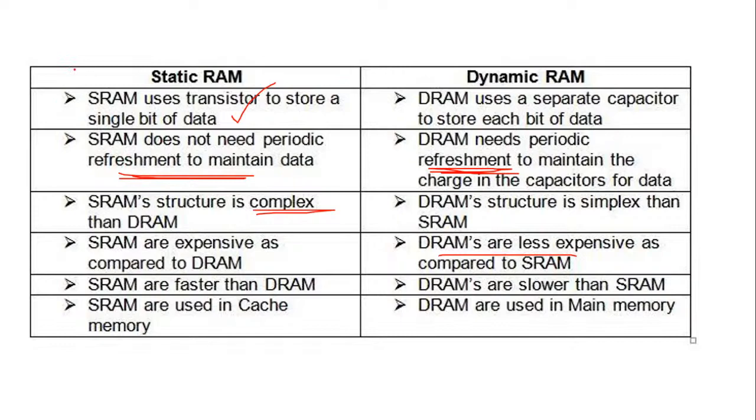Cache memory is faster, so obviously static will be faster. Dynamic is slower compared to static. I'm not using the word compare again and again, because yesterday I told you the technique and you students got a bit confused, so I'm not using it. Now see, at the end they have given: statics are used in cache memory and dynamics are used in main memory, that is your RAM. Is it clear? Regular RAM. I hope now, on the memory topic, you must have got a bit of confidence.